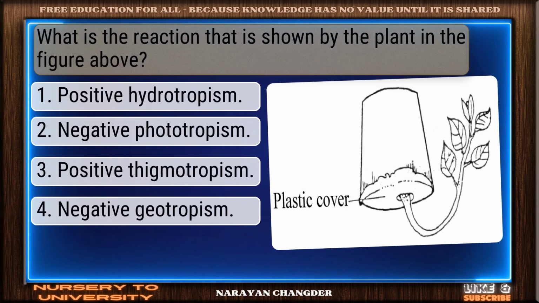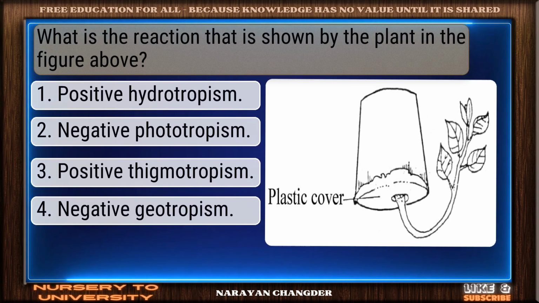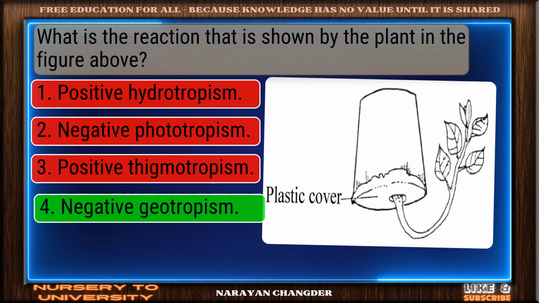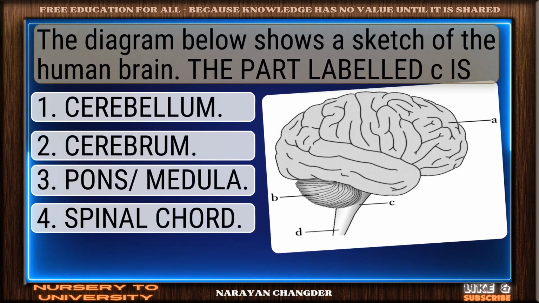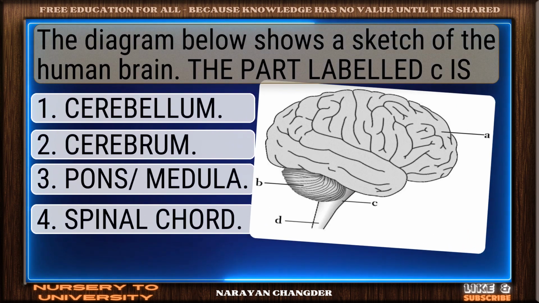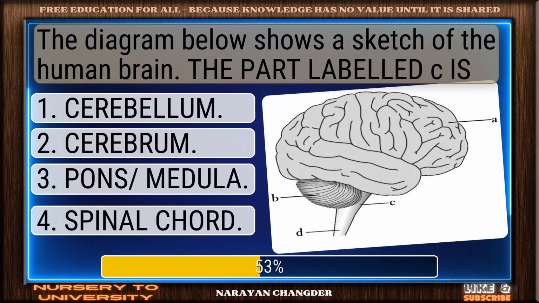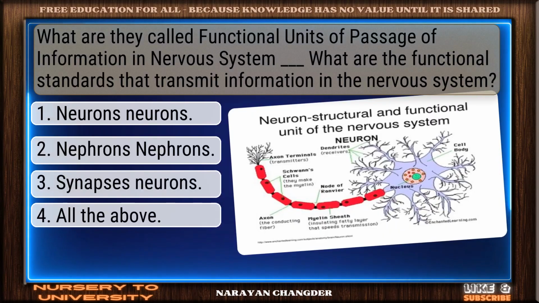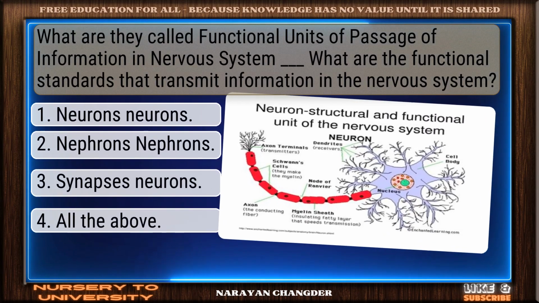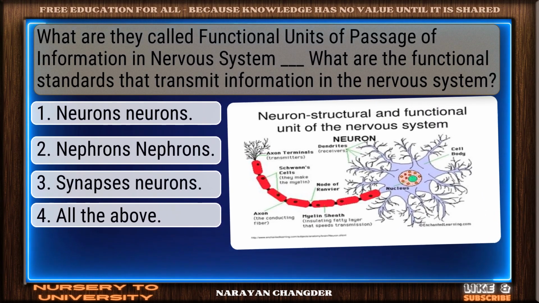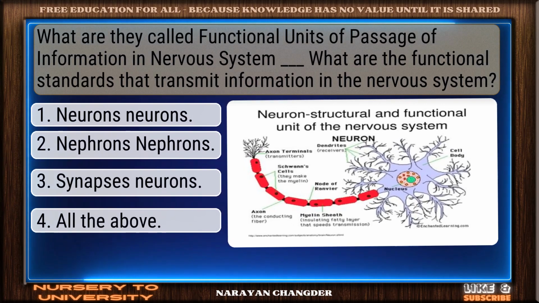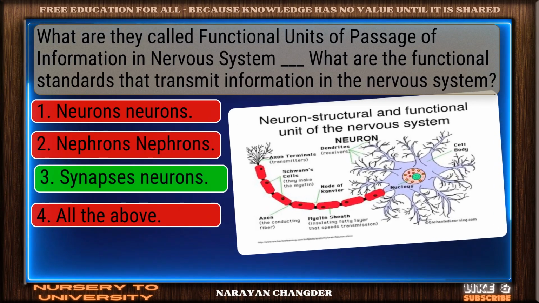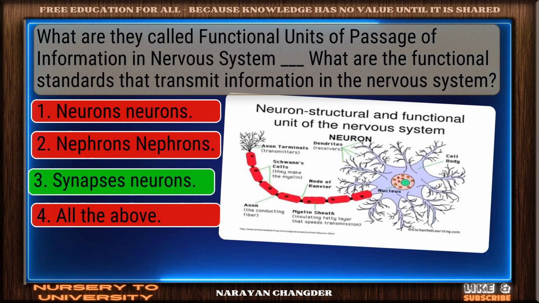What is the reaction that is shown by the plant in the figure above? Nice work. Negative geotropism fits perfectly. The diagram below shows a sketch of the human brain. The part labeled C is... You got it. Pons medulla fits. What are the functional units that transmit information in the nervous system? You're right. Neurons is correct.